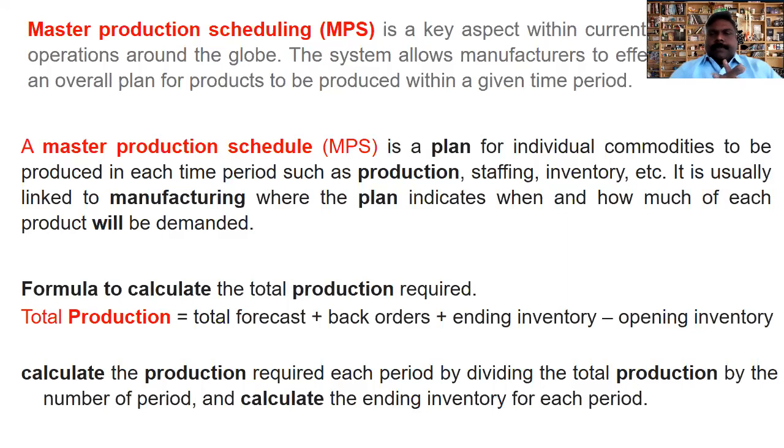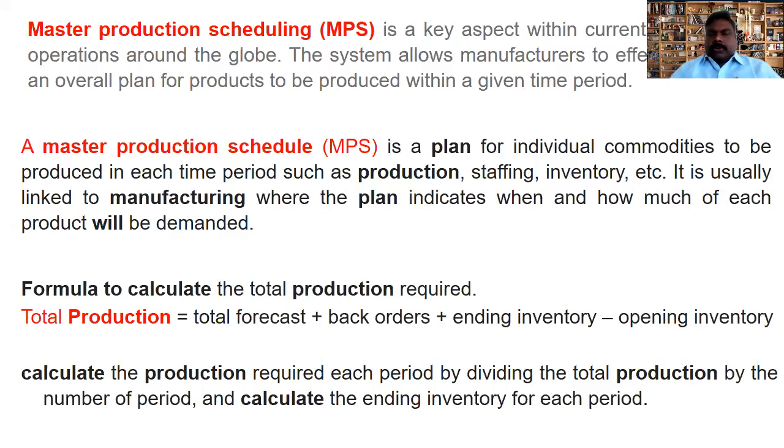So, staffing. The HR is going to match the machine to man, meaning how many machines there are, what the people are, skilled or unskilled, and how many we have to deploy. It is usually linked with manufacturing, where the plan indicates when and how much of each product will be demanded. So this master production schedule depends mostly on the demand. So we are going to take the demand and match for that.